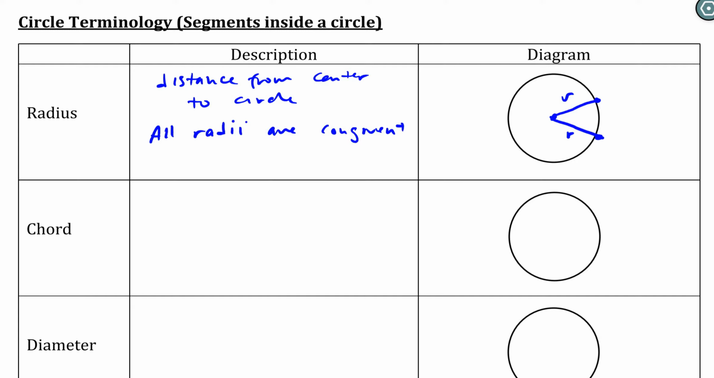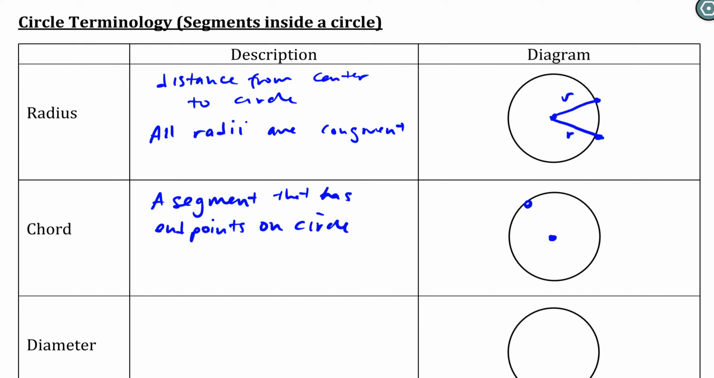The next vocabulary word is a new one, chord. Chord is a segment that has endpoints on the circle. So a radius would not be considered a chord because one of the endpoints is the center of the circle. So if I was to make the center here and then draw a segment that has endpoints on the circle, that would be considered a chord.